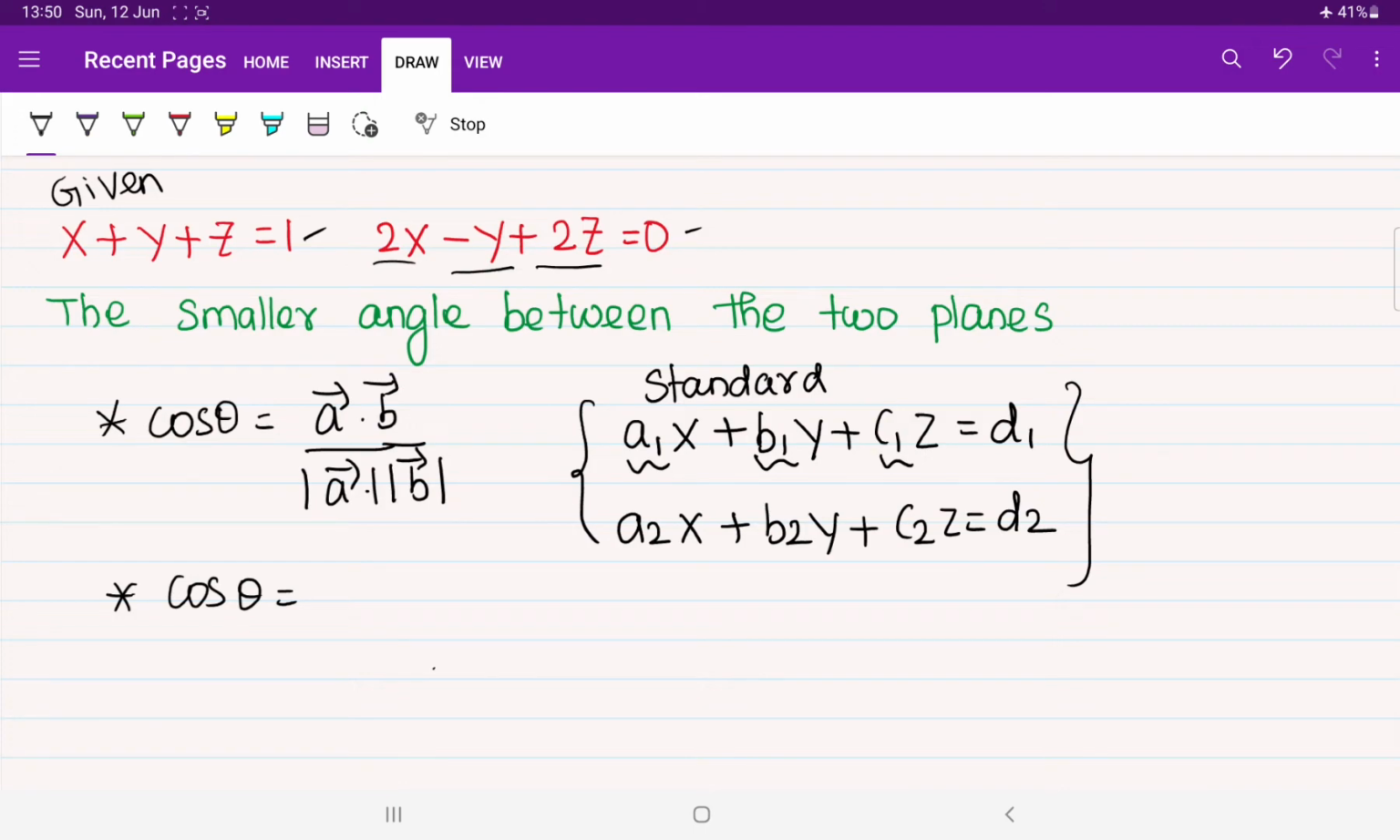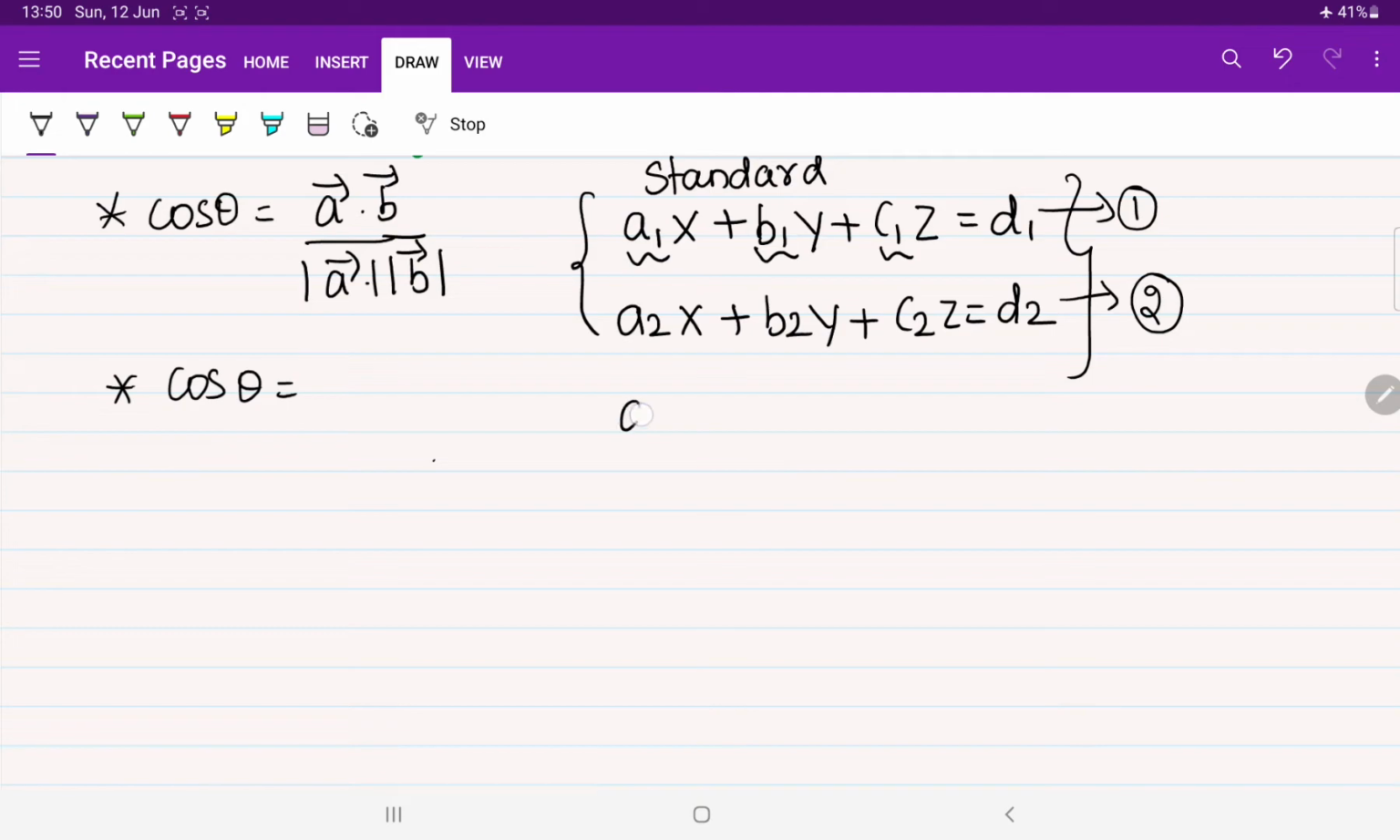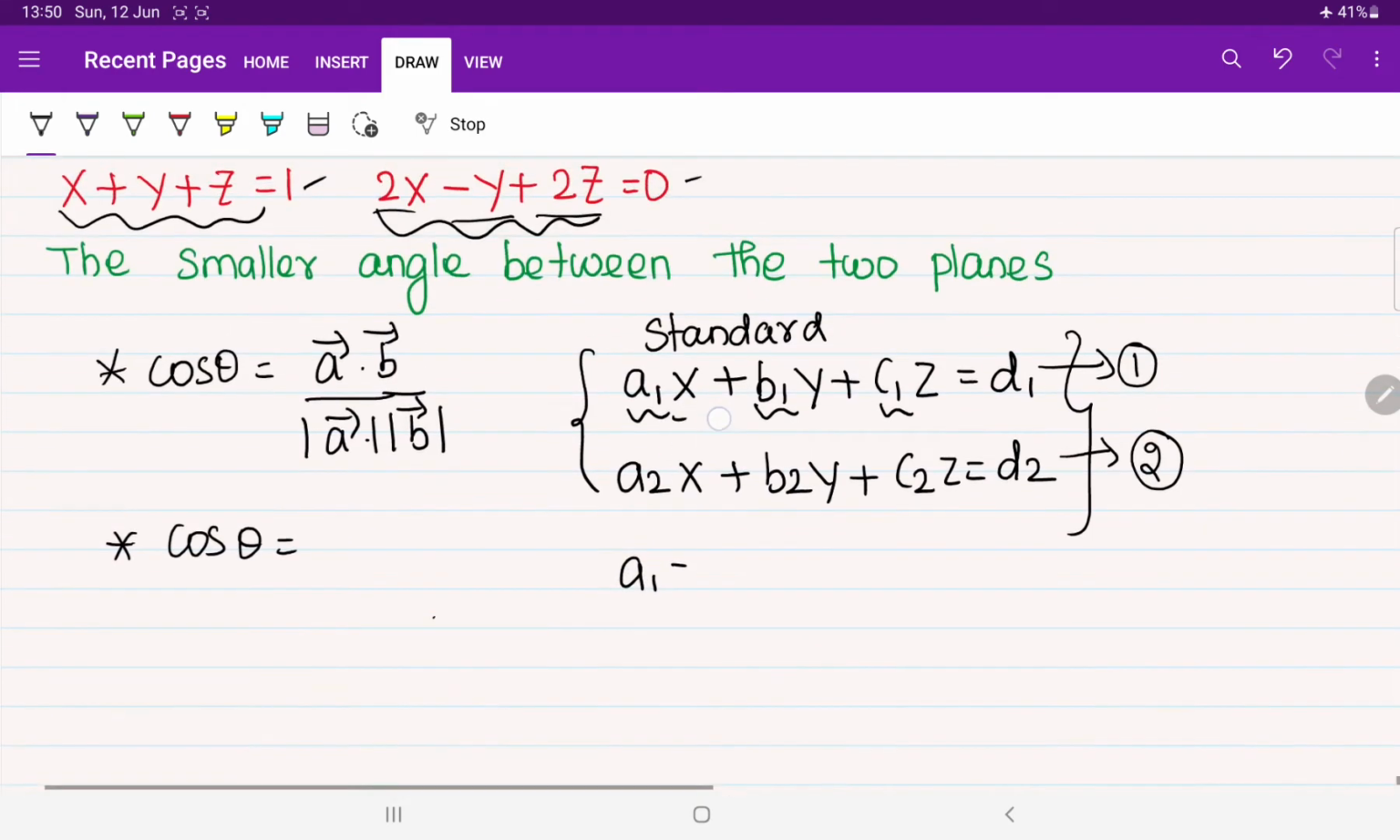Now let me show you how to find these values. Let me call this equation number 1, and this one equation number 2. Take equation number 1 and compare it with the first standard equation. Take equation number 2 and compare it with the second. From this I can easily say the value of a1 equals, what is the value of a1?